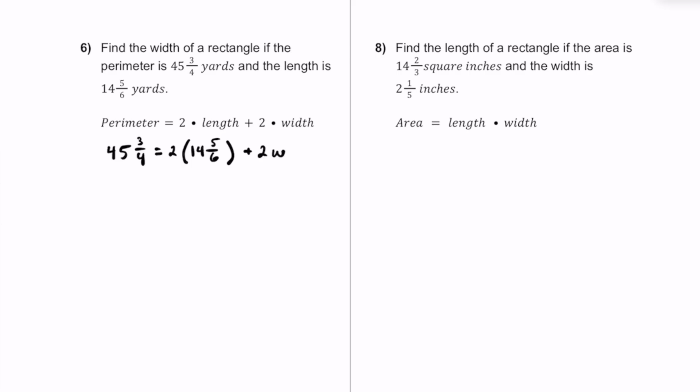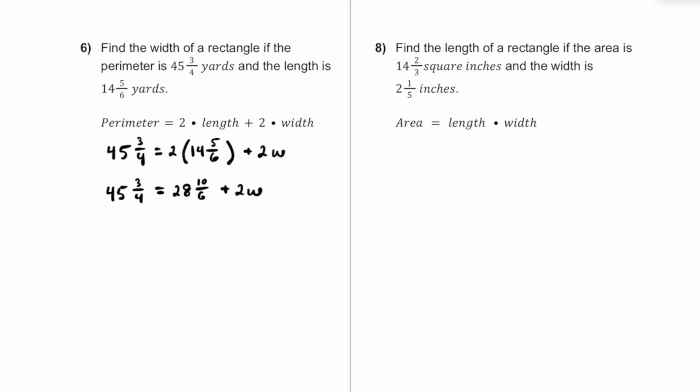Okay, let's clean this up a little bit. We're going to leave this 45 and 3/4 over here on its own for a moment. And then let's say if we double this 14 and 5/6, if you double 14, that's going to be 28. If you double the 5/6, that's going to be 10/6, right? And then we're going to add this 2W on afterwards. Okay, now if we know that this is equal to this fraction plus this 2W, then 2W must be equal to this 45 and 3/4 minus this 28 and 10/6.